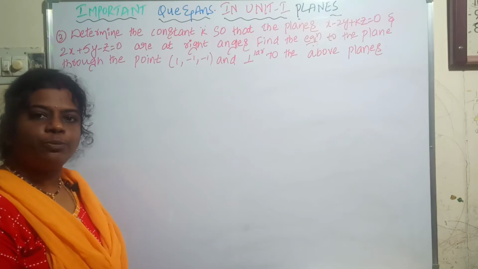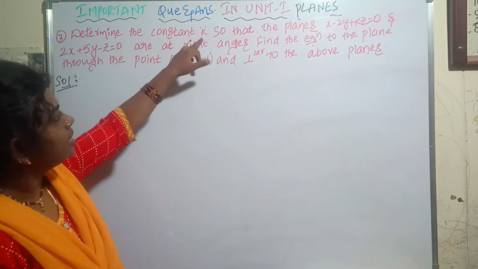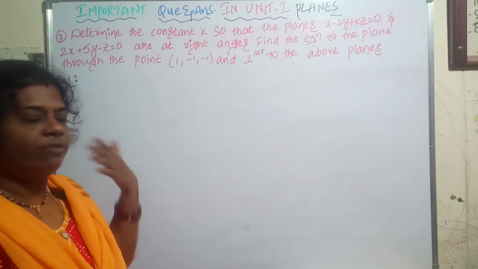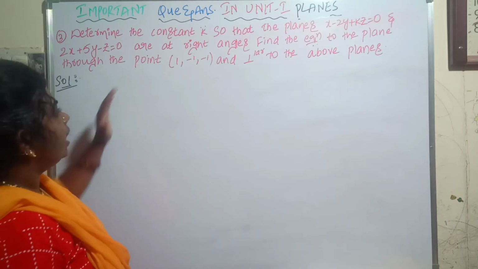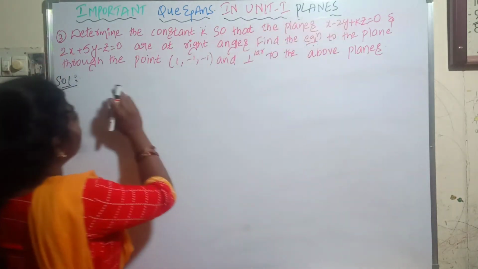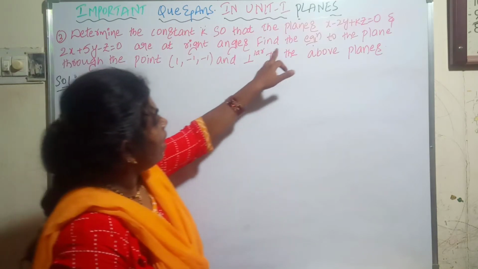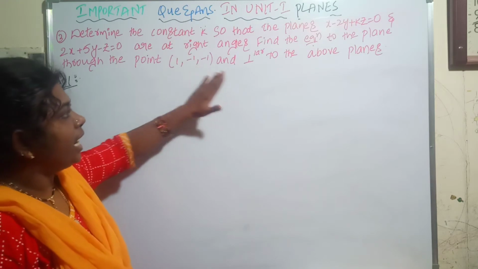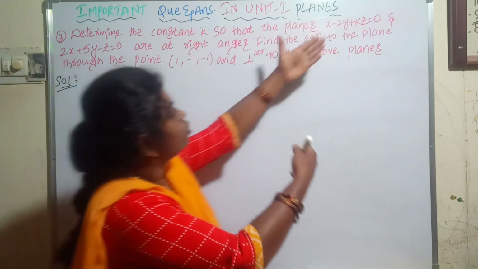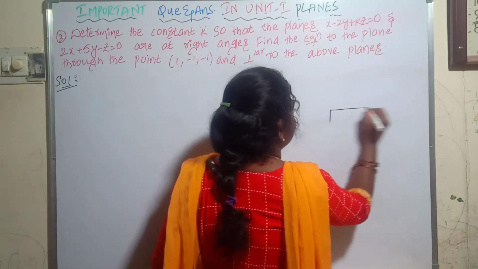We will proceed to problem number 3. Here he is giving, determine the constant k. We have to find the value of k in the first plane equation, and he is giving two planes which are at right angles. Now we have to find the equation of the plane through the given point and also perpendicular to these two above planes. Means, look at the figure.